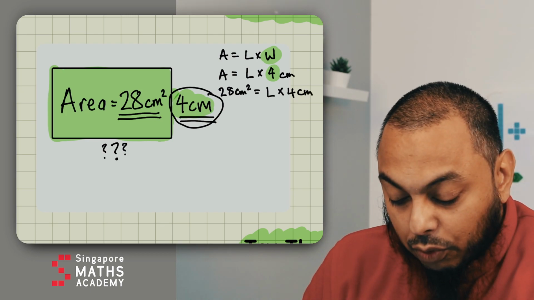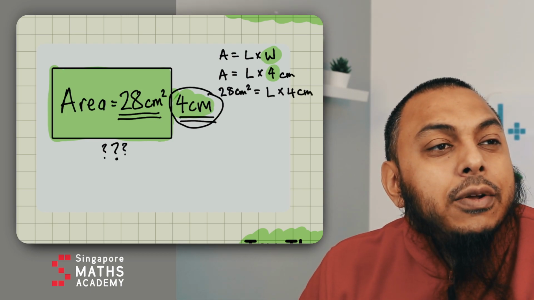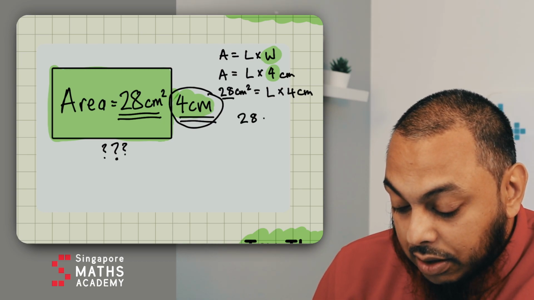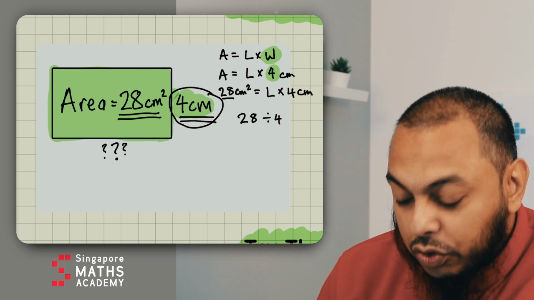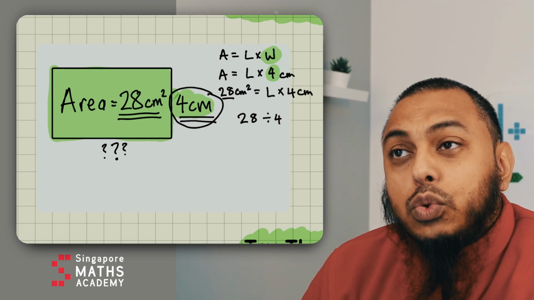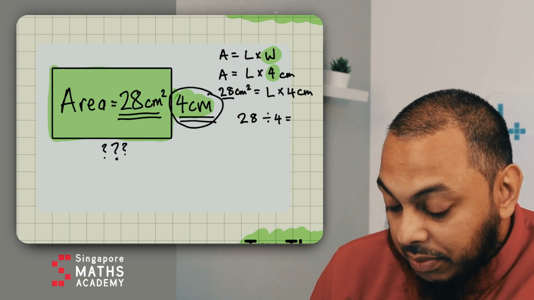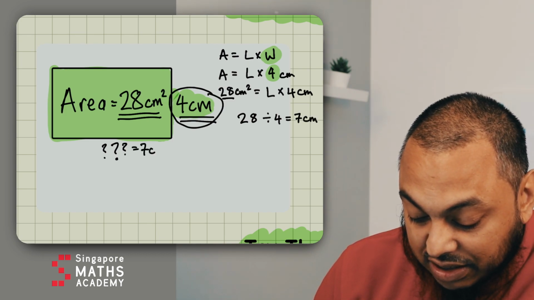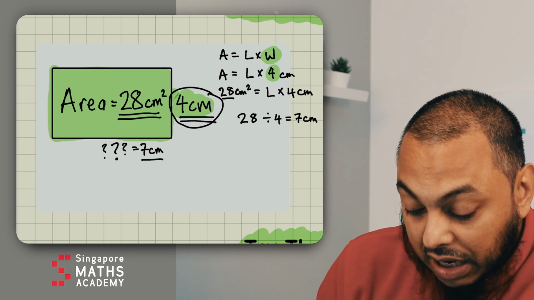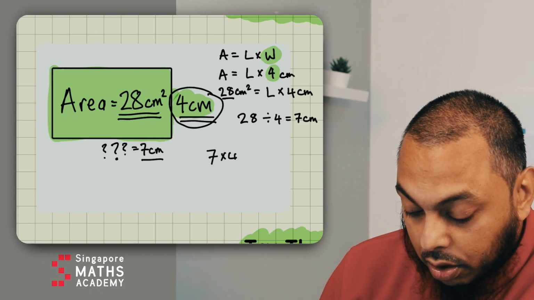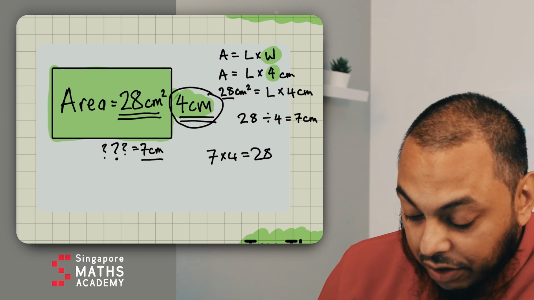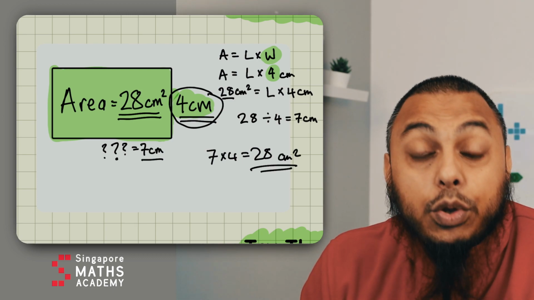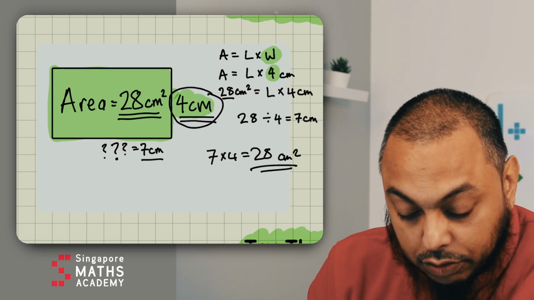What times 4 gives me 28? That's what we've got to ask, right? So I can work that out by doing 28 divided by 4. 20 divided by 4 is 5. 28 divided by 4 is going to be 7 centimeters. So this is going to be 7 centimeters because 7 times 4 is 28, and that's the area that we need for this. That's the area we know for this rectangle, right?